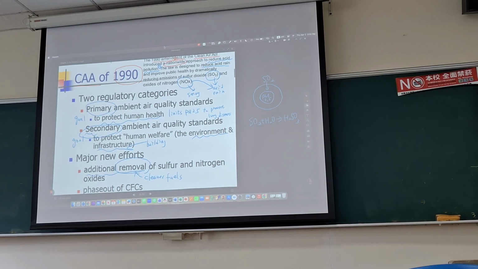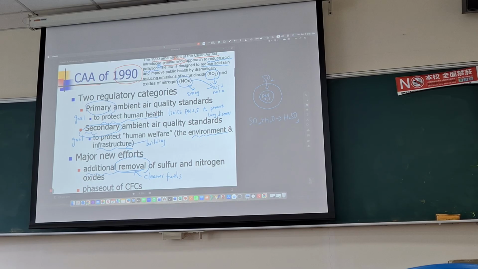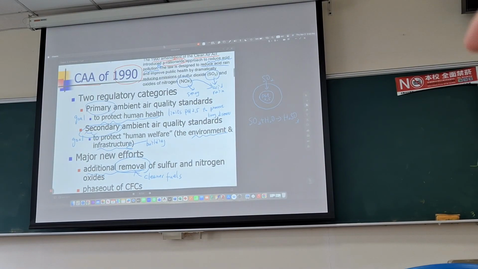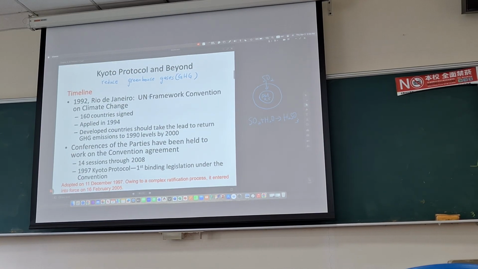CAA is for the United States, because our textbook is written by an American scholar. But in Taiwan, we actually copy lots of rules and regulations from the United States. But the Kyoto Protocol is worldwide. It's a global effort to reduce greenhouse gases.